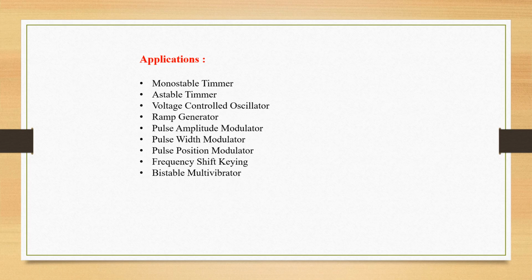Now the applications of this IC 555. It can be used as monostable timer, astable timer, voltage controlled oscillator, ramp generator, pulse amplitude modulator, also known as PAM, pulse width modulator, PWM, pulse position modulator, PPM, frequency shift keying, FSK, and bistable multivibrator.